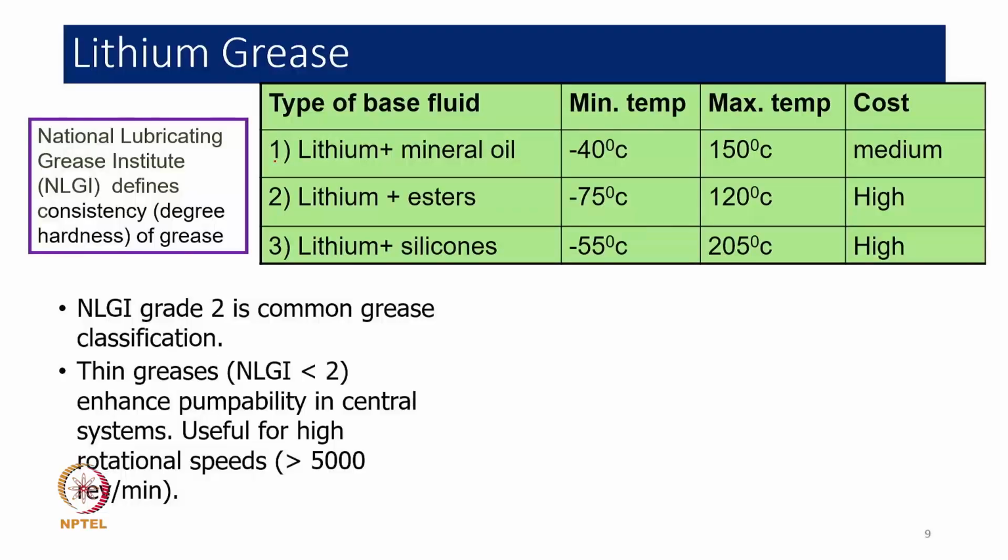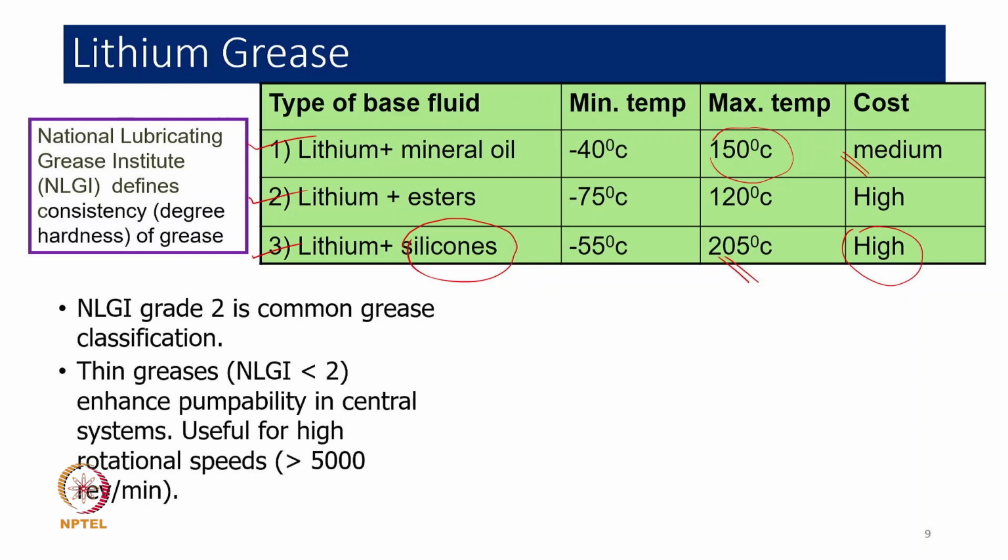Here I'm showing three types of greases: lithium plus mineral oil, lithium plus ester, and lithium plus silicone. Silicone is one of the best synthetic oils which can sustain very high temperature. That's why the grease made with lithium as a thickener can sustain 200 plus degrees. However, the cost is on the higher side. With mineral oil, the maximum temperature we can meet is only 150 degrees, and the cost is on the medium side.